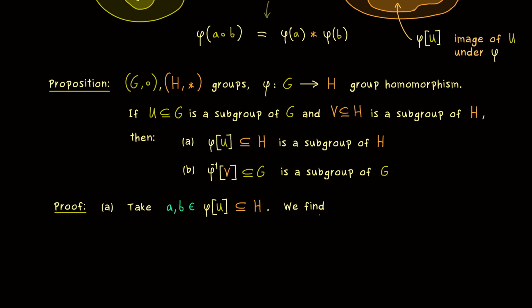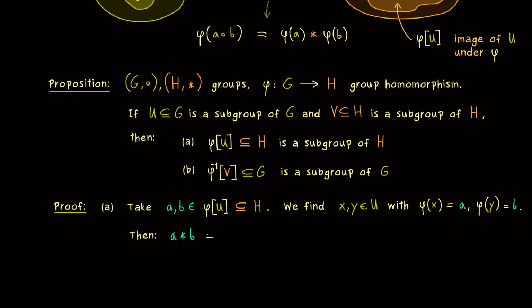Which means we find corresponding elements X and Y on the left-hand side. In particular, we find them in U such that phi of X is equal to A and phi of Y is equal to B. So there we just use the definition of the image. And now we can just calculate, so we look at what A star B actually is. And now what we want is that this lies in phi of U again.